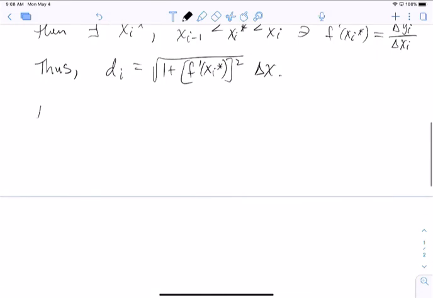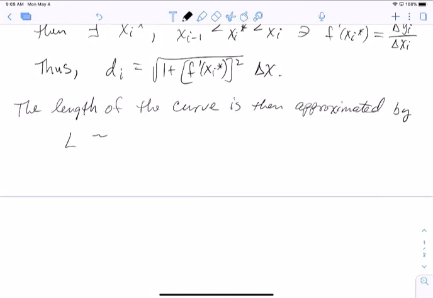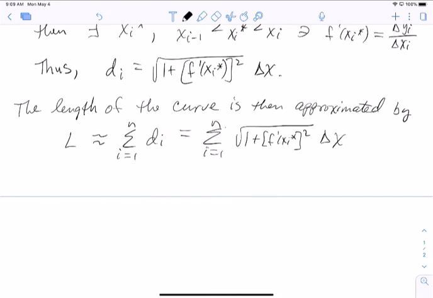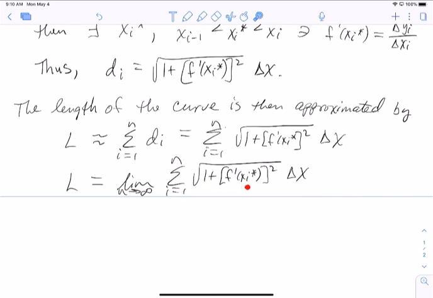Then the length of the curve is approximated by L, which is approximately the sum as i goes from 1 to n of d sub i, which is the sum as i goes from 1 to n of the square root of 1 plus f prime of x sub i star squared times delta x. The length itself is actually the limit as n approaches infinity of that sum as i goes from 1 to n of the square root of 1 plus f prime of x sub i star squared times delta x.